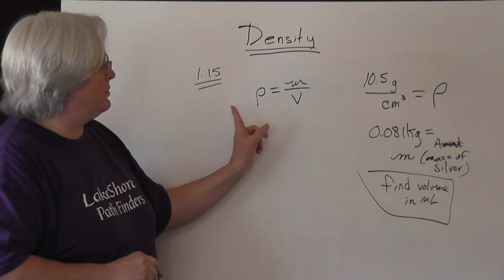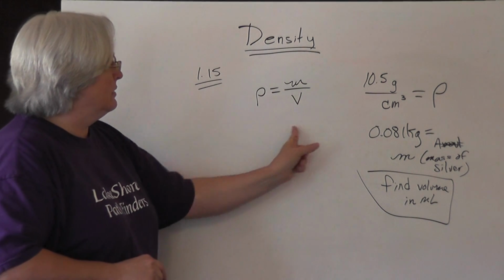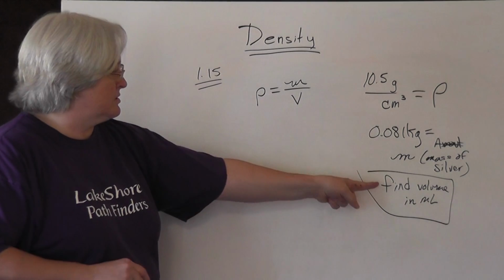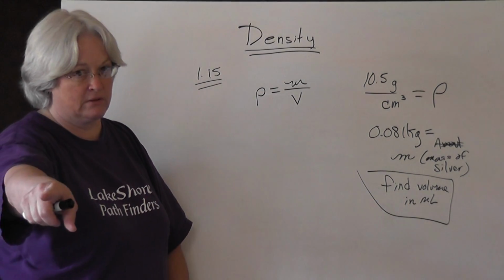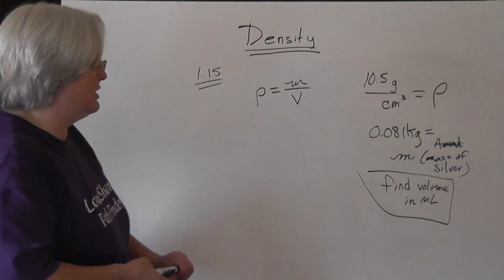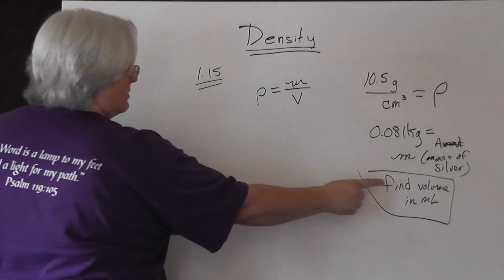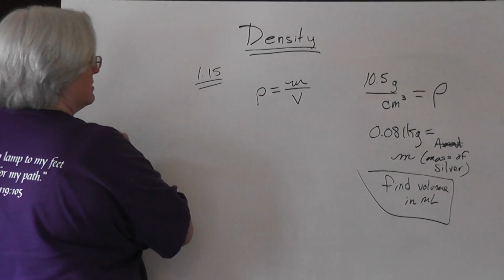Well, first we want to rewrite our formula. So we're going to solve for volume. Well, I'll come back to that. Yes, we are going to want to do some changing. But here we have this solved for rho, and we want to solve for V.